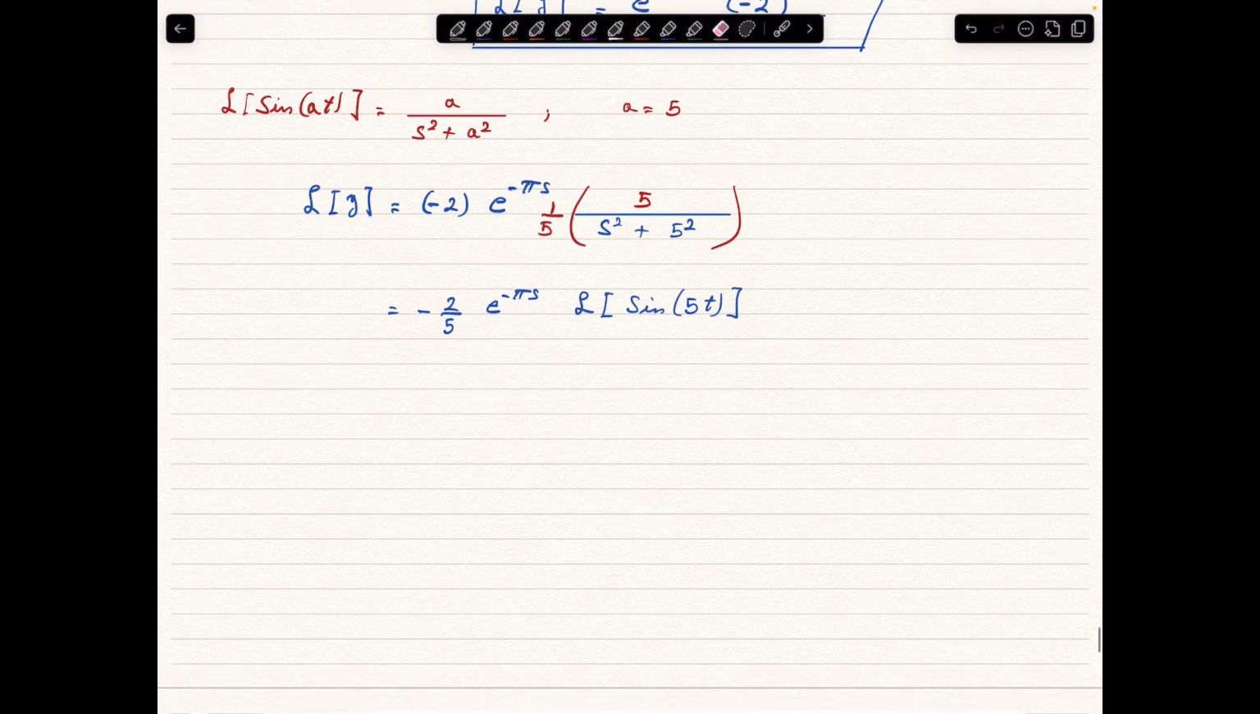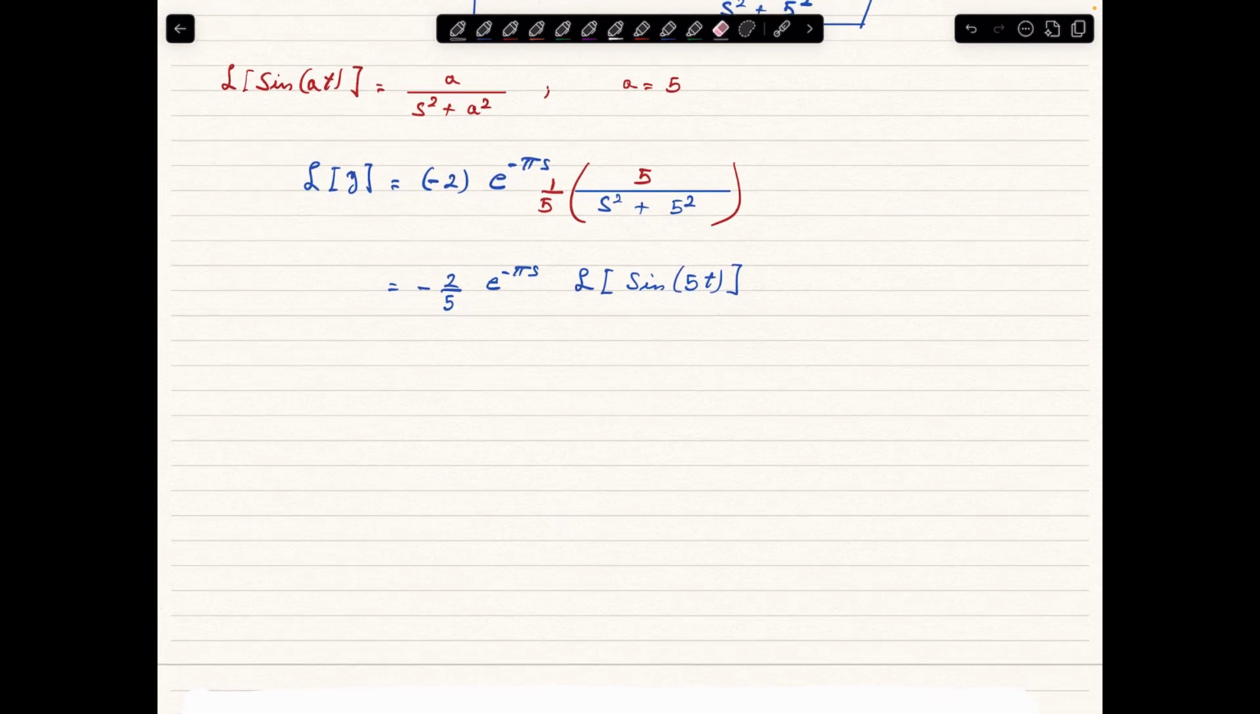We are almost there. Now we need to remember one of the translation identities. Let's write it down here. Whenever we have an exponential negative cs and the Laplace transform of a function we know, this is nothing more than the Laplace transform of the shifted version of the function times a step.